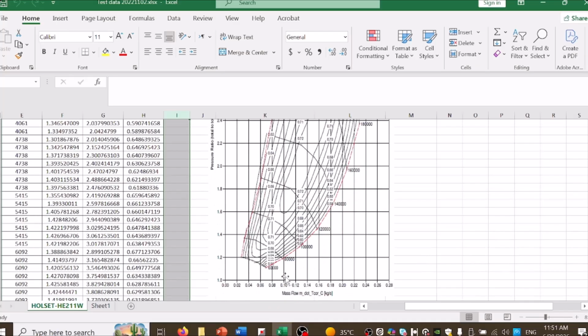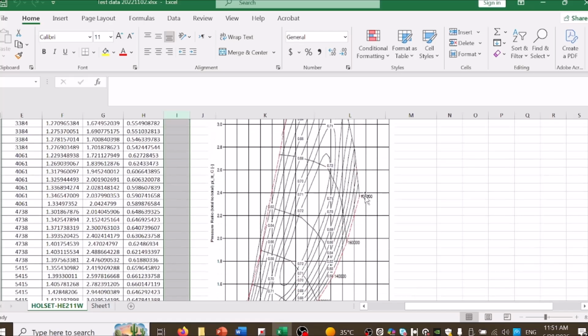And you can see speed lines. The map usually has curved lines showing compressor speed, such as you can see 60,000, 80,000, 100,000 RPM, okay? These lines show how much airflow and pressure the compressor can produce at each speed.